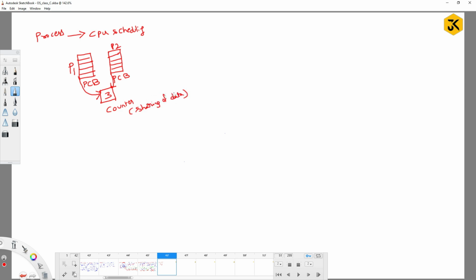Sharing of data, right? In that situation, you might encounter two situations. One is that they cooperate with each other, and the other is that they compete with each other. Is this sentence understood or not?